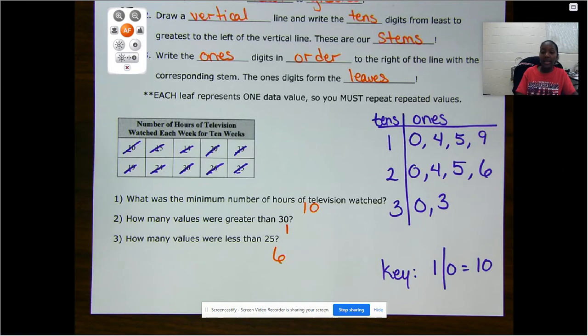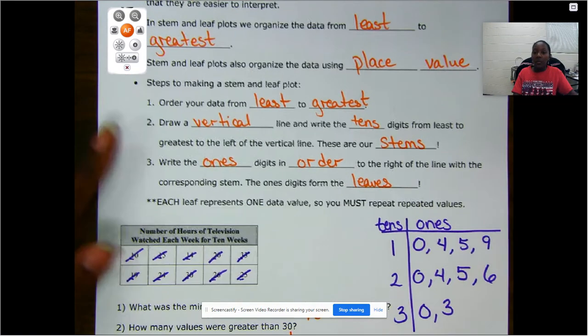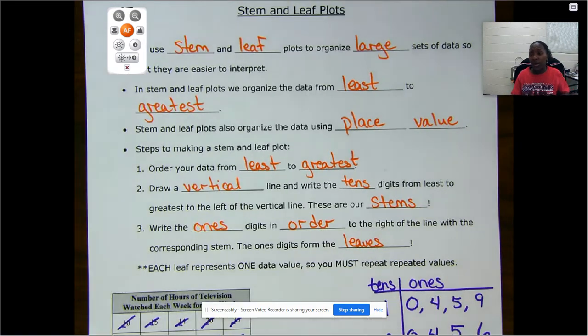All right, guys, that is stem and leaf. If you are confused, ladies and gentlemen, please ask me for help. I will be happy to do that. Right now, you're going to go off and do some practice on your own and see what you can do with it. You won't be creating the stem and leaf plot, but you will be interpreting the data from it.